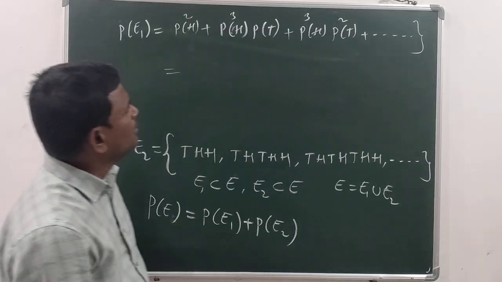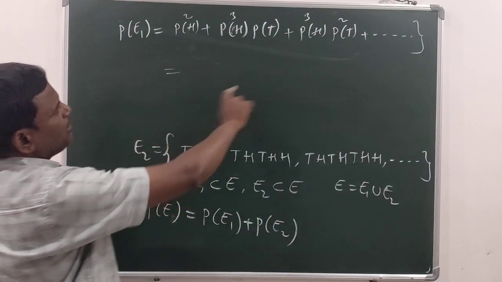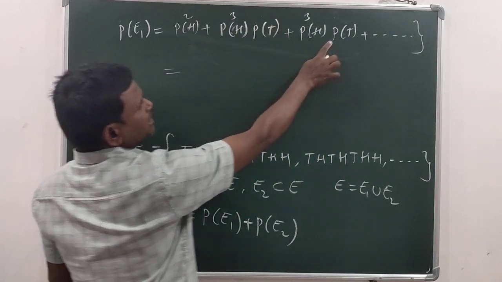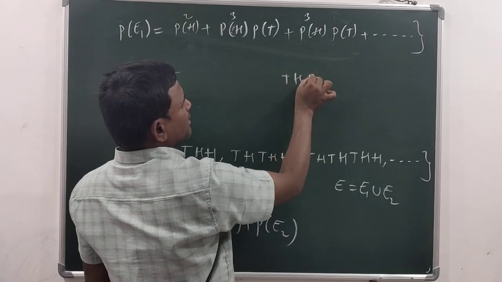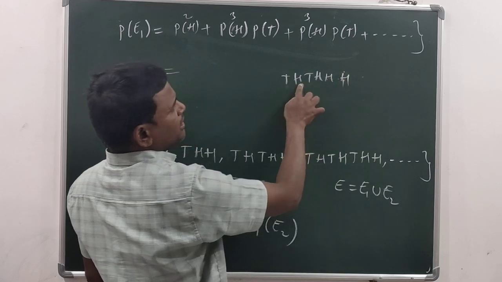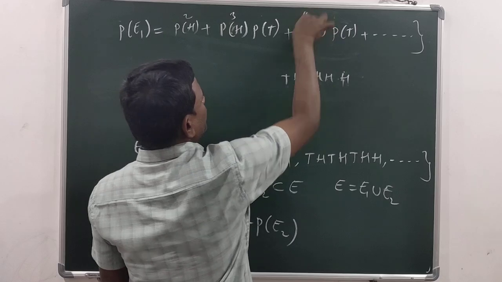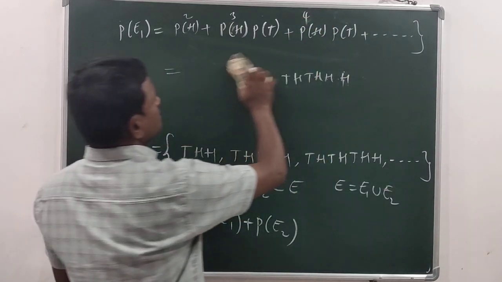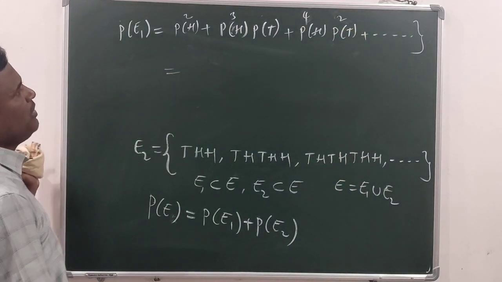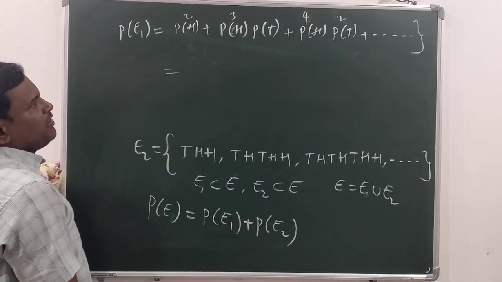P of, see students, when you divide this with this, here it is an even number of times, no? Here twice, this is 4 times, this is 6 times. So here TH, TH, HH, TH, TH, HH means here H is getting 4 times. So write here 4. T is twice, P of T whole square. This is correct. Now when you divide this with this, you get P of H into P of T.